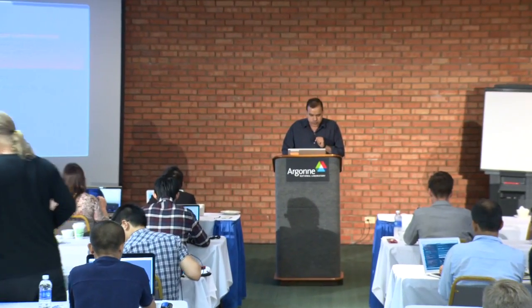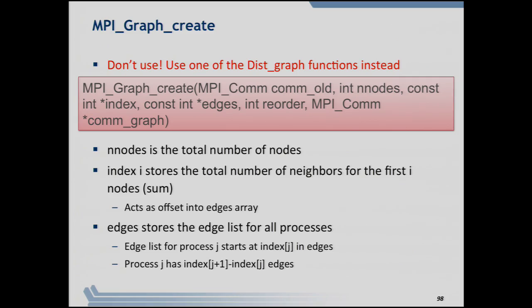Let's look at graph topologies. The first slide says don't use this function, and that is true. The background here is that graph topologies have existed in MPI since MPI 1 days, but the function that was provided in MPI 1 has a problem which has been fixed by the new functions in MPI 3. The one that was in MPI 1 we discourage you to use.